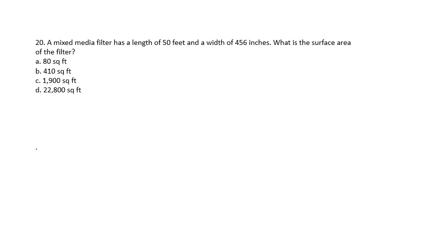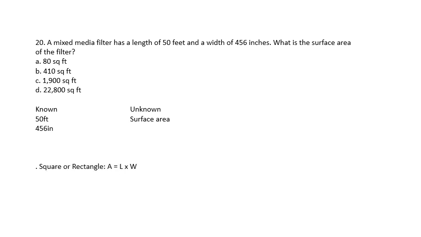Question 20. A mixed media filter has a length of 50 feet and a width of 456 inches. What is the surface area of the filter? 80 square feet, 410 square feet, 1,900 square feet, or 22,800 square feet? So pull your known and your unknowns out. What you know is you have 50 feet of length and a width of 456 inches. We are looking for the surface area.